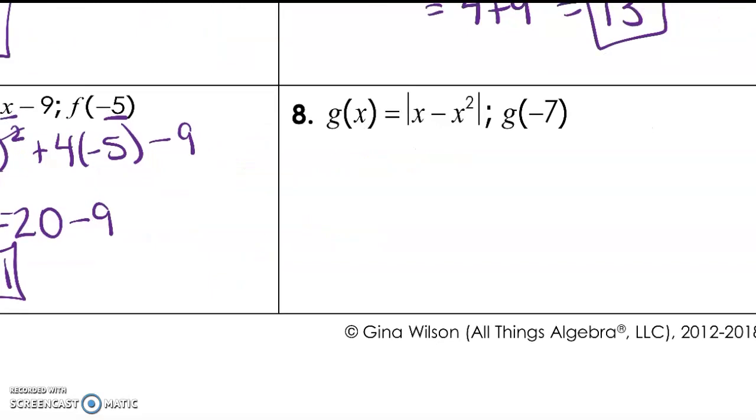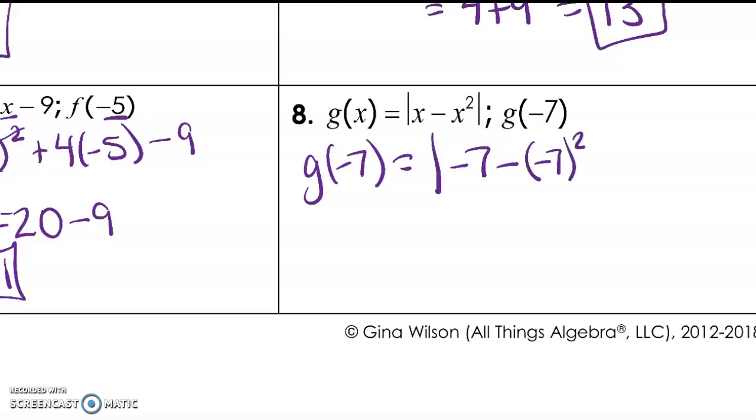Number 8, we need to remember that those are absolute value signs. So g of negative 7 equals absolute value negative 7 minus parenthesis negative 7 squared on the outside with the absolute value. You're going to have to bring your absolute value down while you do your work for this. Absolute value negative 7 minus 49.